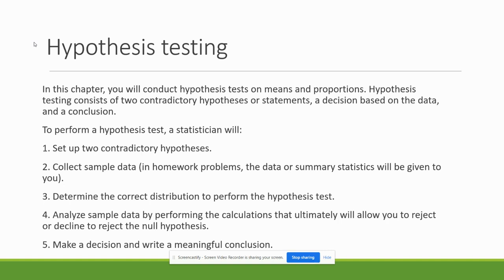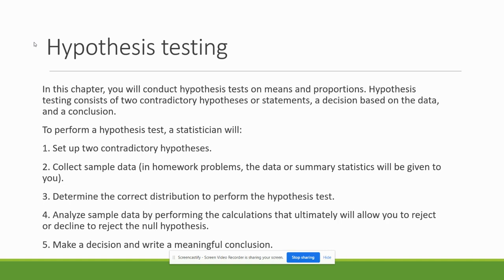So, hypothesis testing consists of two contradictory hypotheses or statements, where then you make a decision on the data and you make a conclusion. So, for a statistician, what we really do is we set up two hypotheses, we collect our data. For this, you're going to be doing sample data. You determine the correct distribution to perform in a hypothesis test, and there's different ones. You're going to look at some means and some proportions, and then eventually we'll go to chi-squared, ANOVA, regression. Those are all hypothesis kinds of tests.